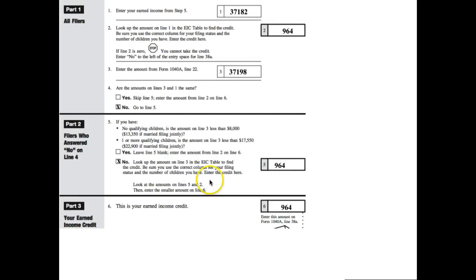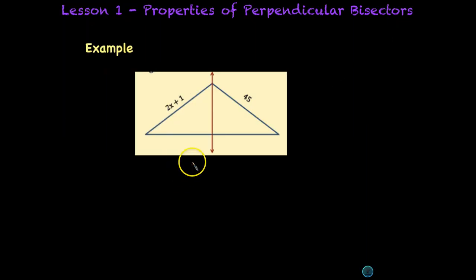Let's try another example. Okay, so in this example, we are going to assume, because it's not stated, that this is a perpendicular bisector. Therefore, this forms a right angle, and this side is congruent to this side, because we have bisected. We'll call this A, we'll call this B, and we'll call this C. So what I want to find is the length of side DA and the length of side DC.